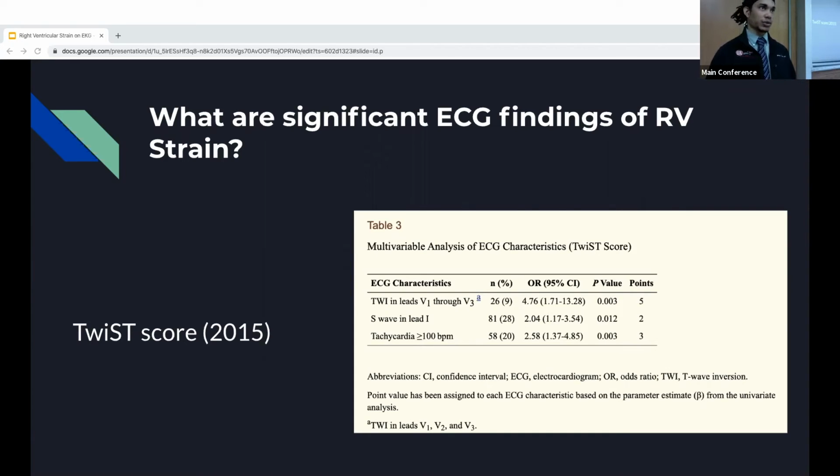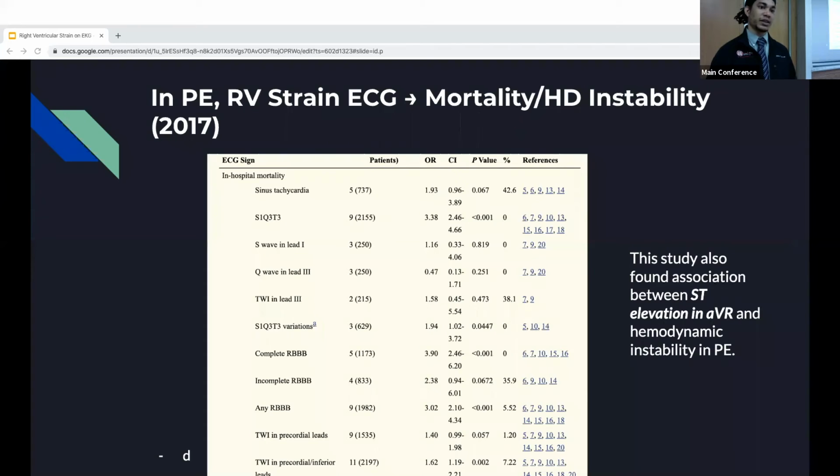When they looked at the TWIST score, further studies showed that the data was not as impressive as they initially presented. And so that's why we don't use the TWIST score.